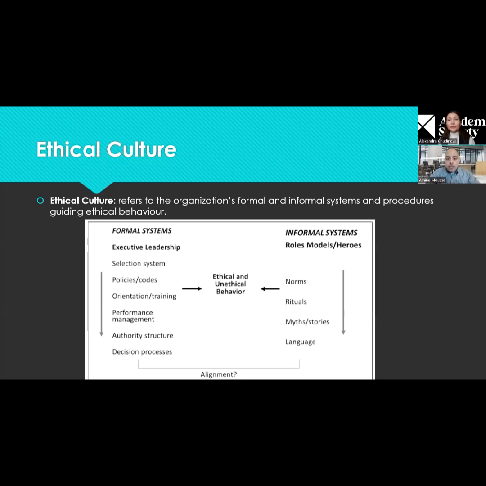Now, the ethical culture is actually the combination and the alignment of the formal systems with the informal systems, both of these being ethical. So that's the ethical culture. And when we say ethical culture, we're talking about a very deep, structured culture within the workspace. When we compare this to the ethical climate, I'm going to move to the next slide.